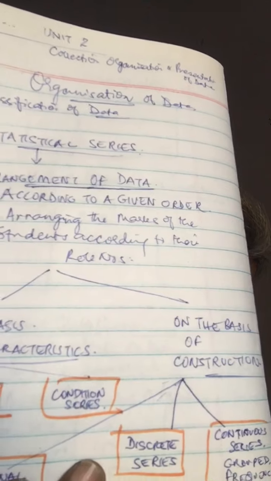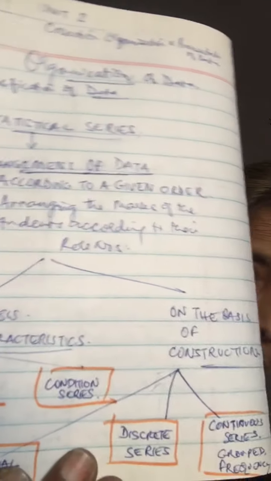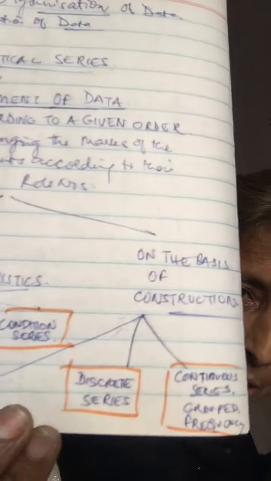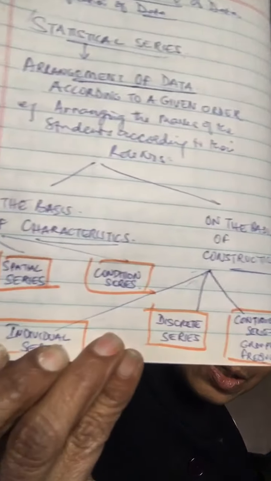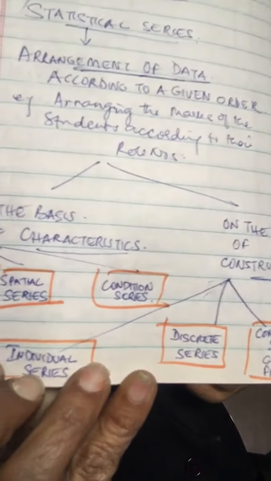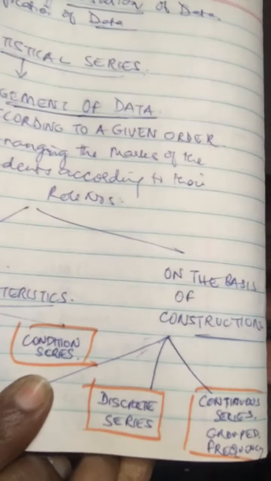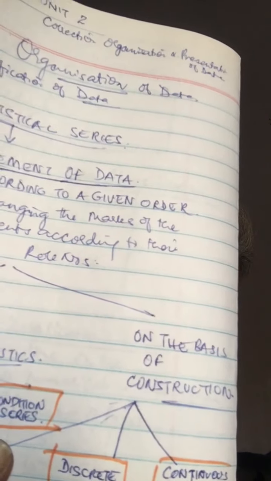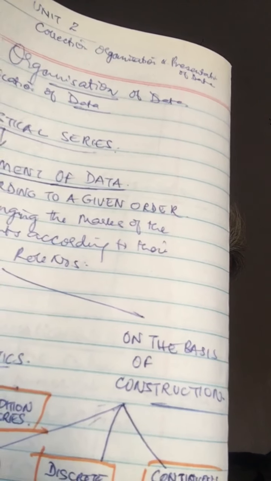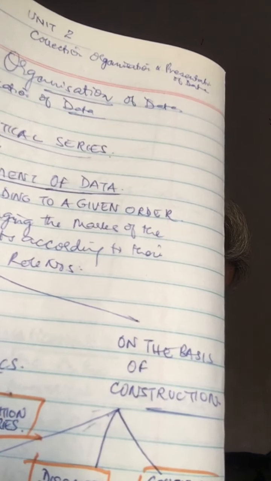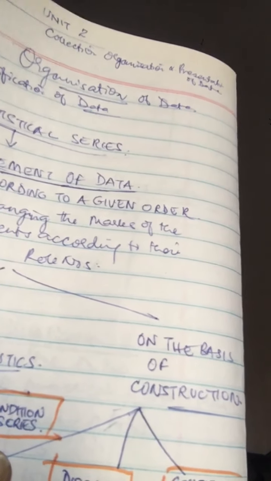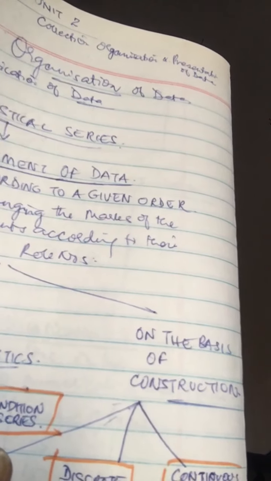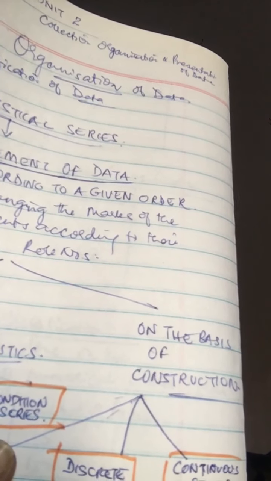For example, as I just told you. Now we come to the third one, that is known as a condition series. Now, a series of values of some variable are made according to condition. So, data are presented with reference to, say, height, age, weight, income, etc. So, that is a condition series, based on some condition. So, these were on the basis of characteristics.